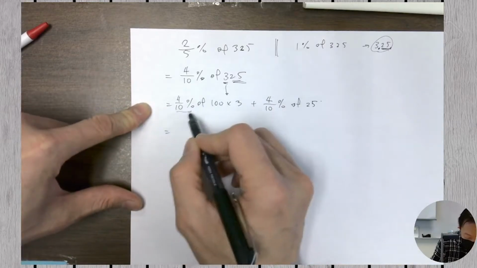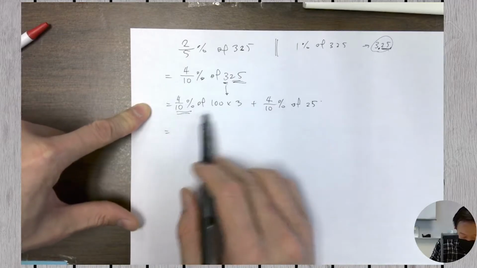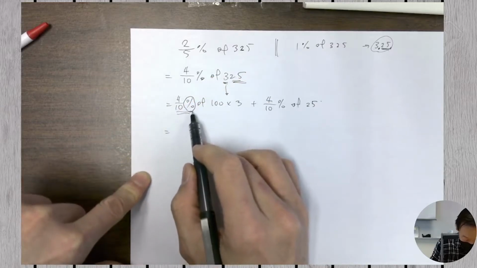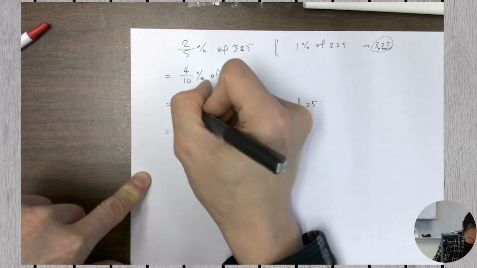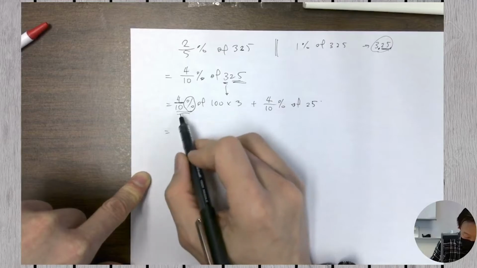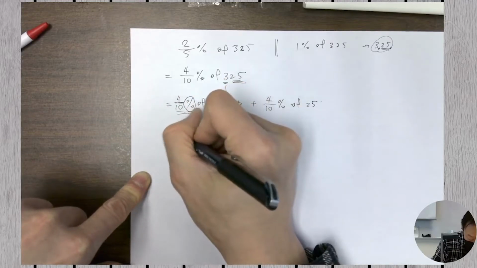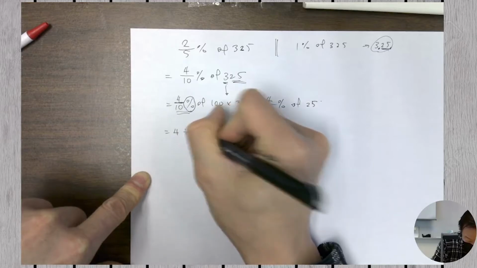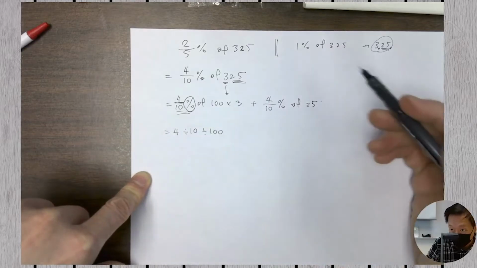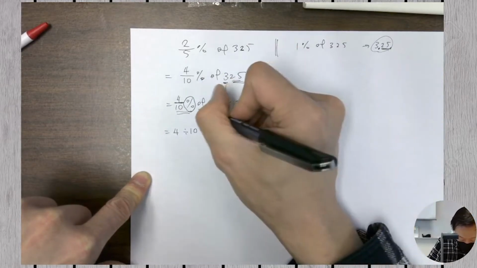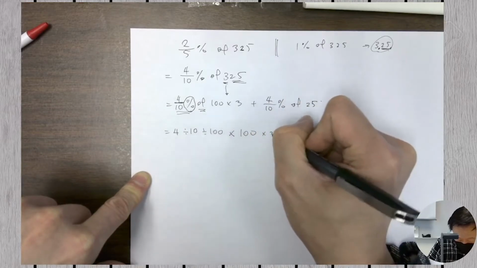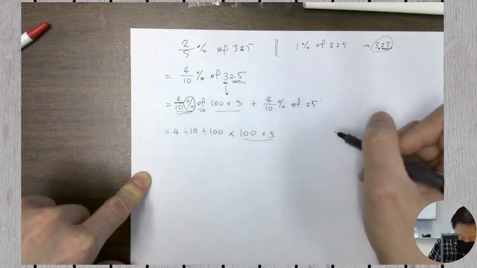This is kind of hard to imagine, what is a fraction of a percent of something. So I'm gonna retranslate that into divide by 100. And I'm gonna rewrite that bar as divide, okay? So this 4/10% would be 4 divided by 10 for the over 10, divide by 100 for the percent, of is times 100 times 3, okay? So that's gonna be that part.